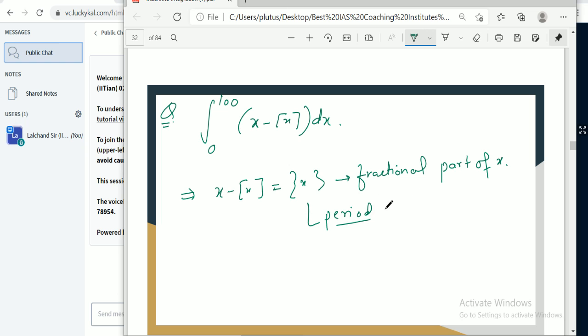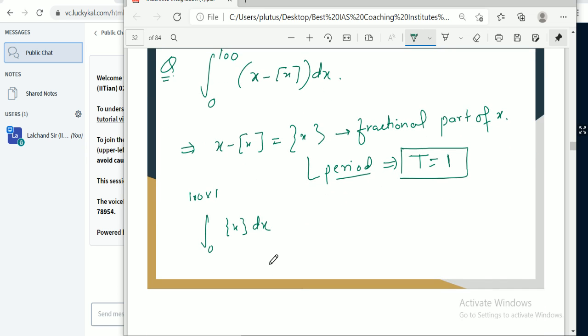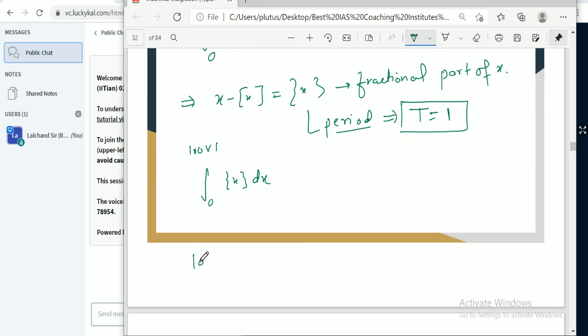This is a periodic function, but what is the value of T for this? What is the value of the period for this function? So the period value is 1. So we can write this as 0 to 100 times 1, this is the fractional part of x into dx. Okay. So we can write in 0 to 1, this is 100 into the integral from 0 to 1, and in 0 to 1 the fractional part will be x, into dx.